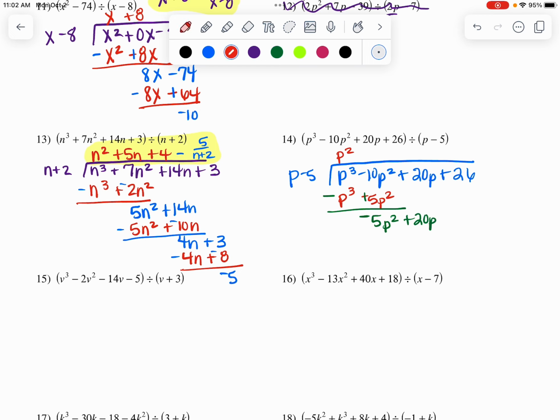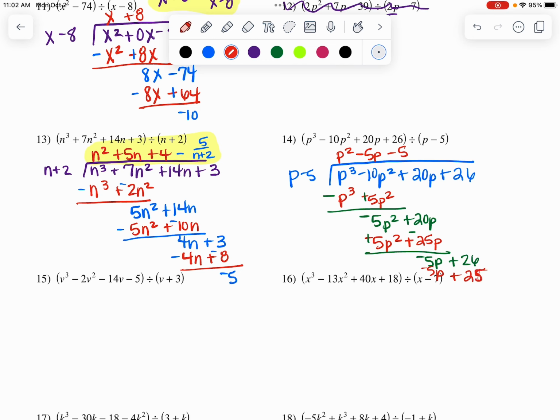So I know I'm going to need a negative 5p here. So that I end up with a negative 5p squared. And then a positive 25p. Again, whenever I subtract, that's going to become a negative. So that would be a negative 5p. And then bring down the 26. So I need a negative 5 here. So that's going to give me negative 5p. And then positive 25. Oh, so close.